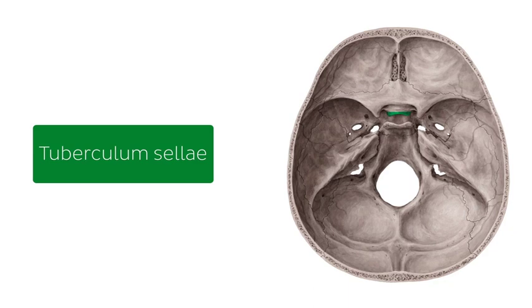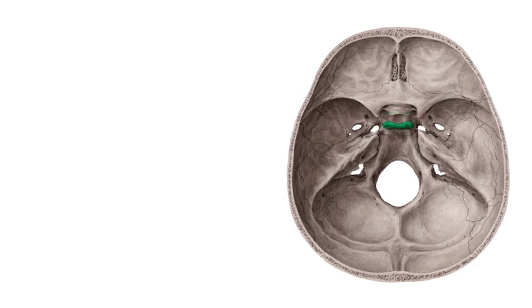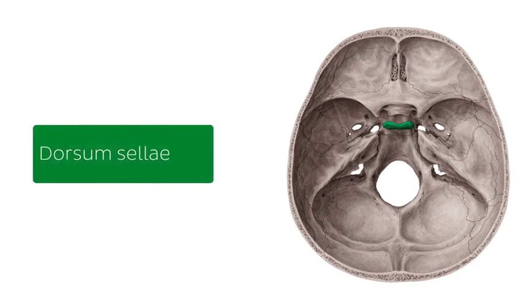It is sometimes referred to as the tubercle of the sella turcica. The next structure, which we will highlight, is the dorsum sellae. The dorsum sellae is located on the body of the sphenoid as well, posterior to the sella turcica. It forms the posterior boundary of this structure, the sella turcica.